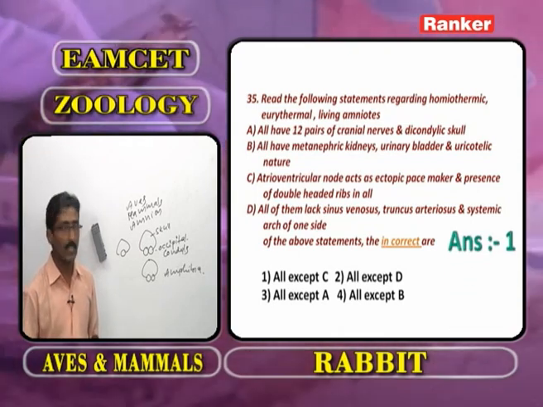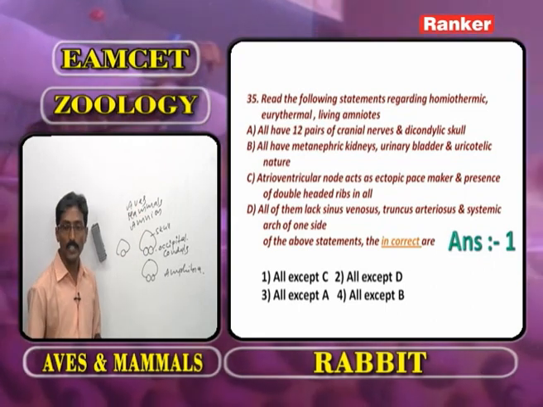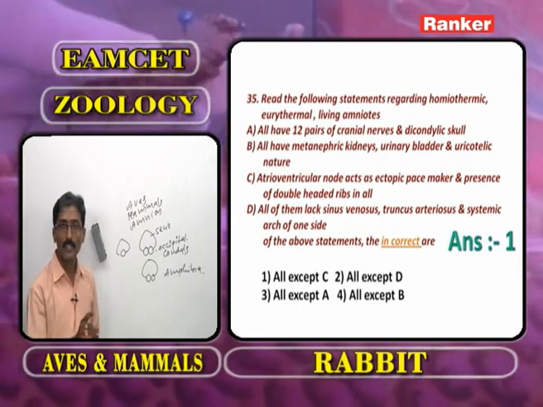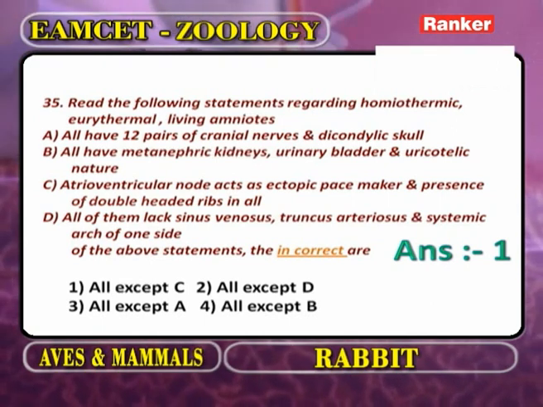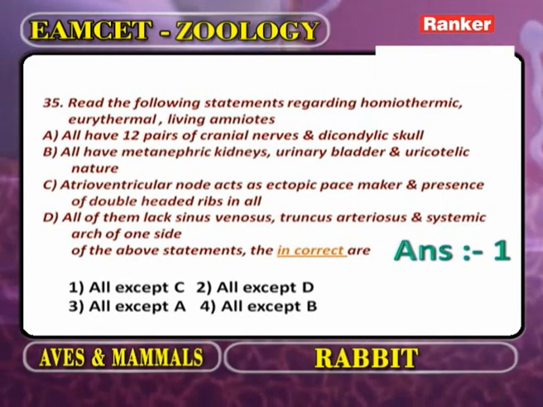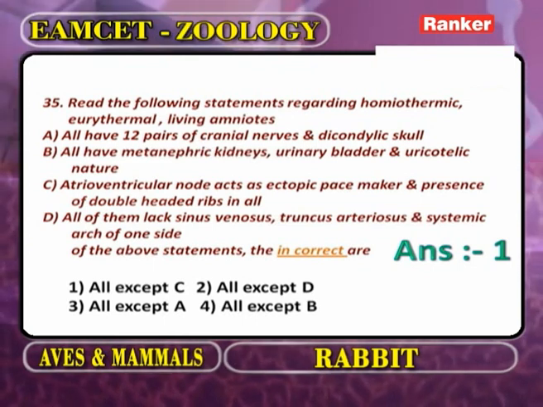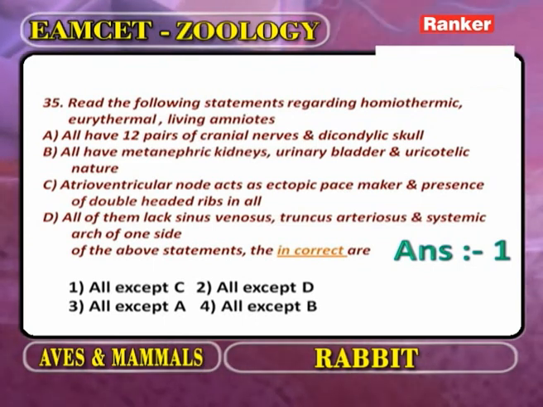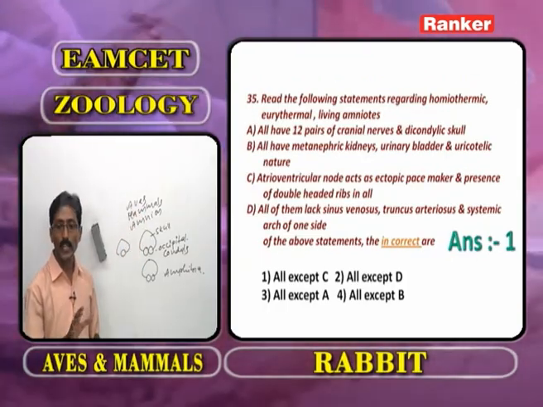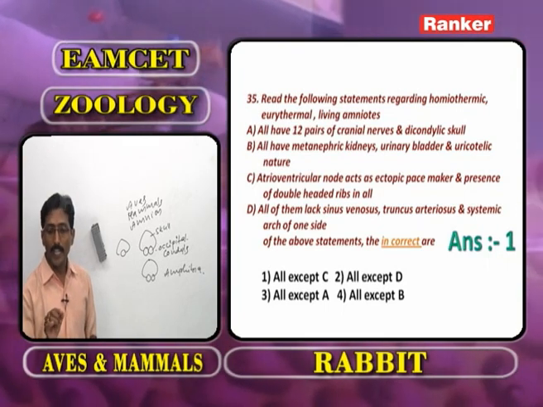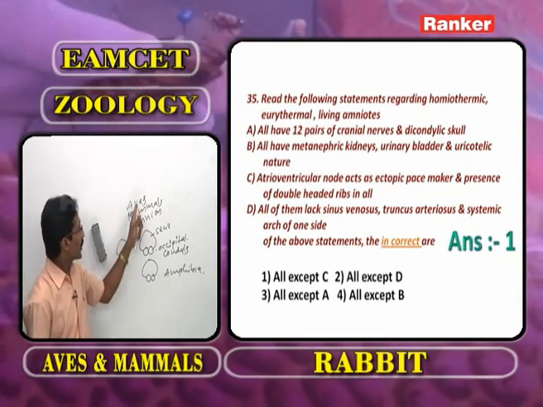Second, all have metanephric kidneys. Aves and mammals have metanephric kidneys. Urinary bladder: in mammals, urinary bladder is present, but in aves, urinary bladder is absent. And uricotelic: aves are uricotelic, but mammals are ureotelic. So the second one is wrong.